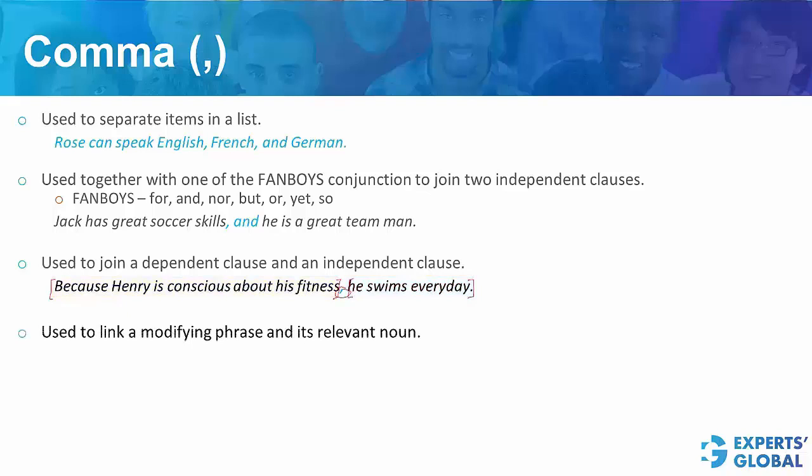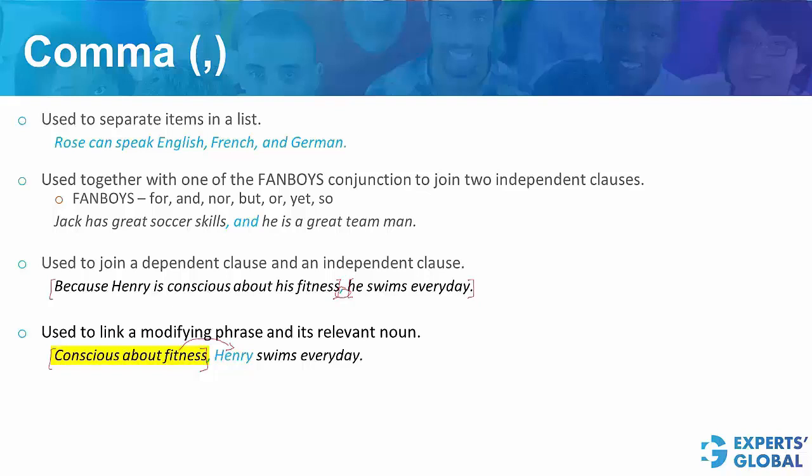Next usage of a comma is to link a modifying phrase with its relevant noun. Very, very important. Look at this example here. From here to here, this is a modifying phrase. This will refer to the noun that comes after the comma. "Conscious about fitness, Henry." So, Henry is conscious about fitness. A very, very important construction.